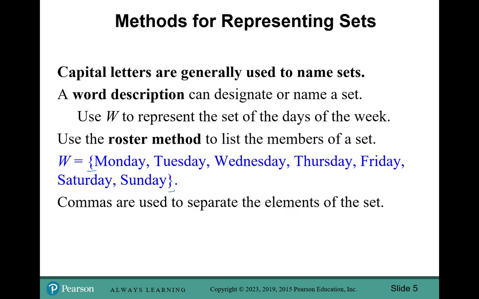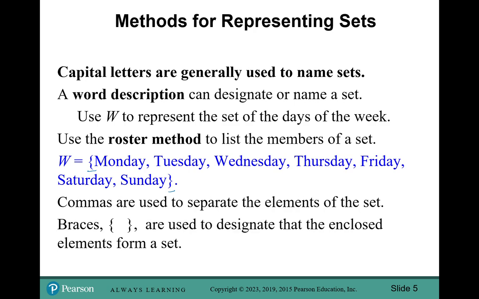Now we use commas to separate the elements of a set, just as you would in basic English. Braces, is what this book calls them, are used to designate that the enclosed elements form a set. So this book calls these brackets braces.